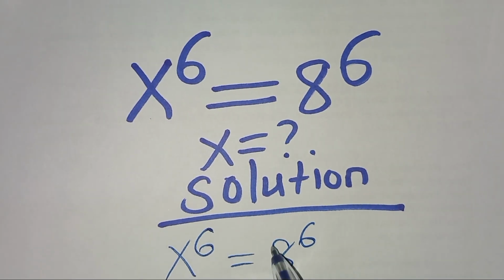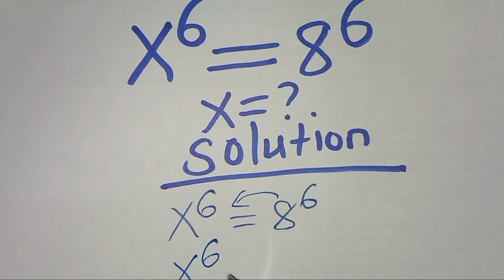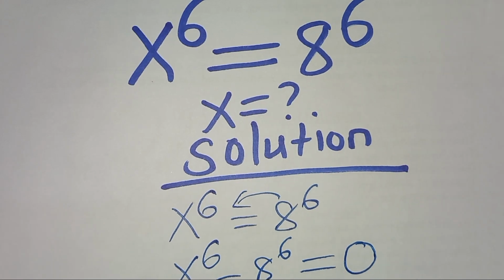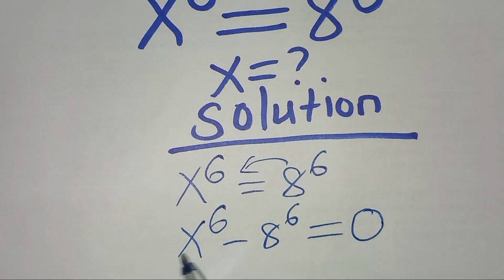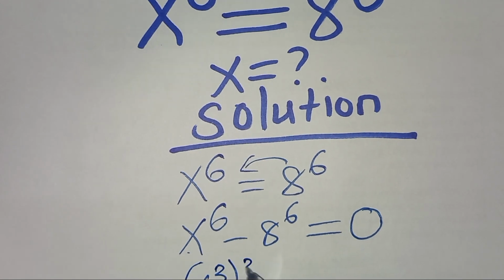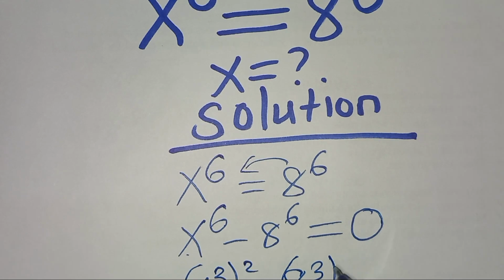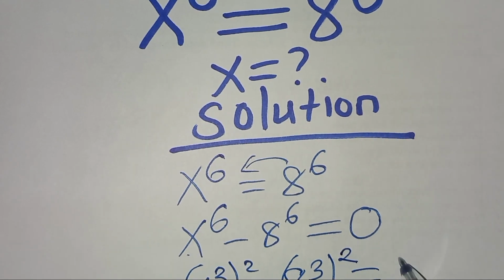So the first step, let's take 8 to the power 6 to the left-hand side, so that now you'll have x to the power 6, subtract 8 to the power 6, equal to 0. The next step here, we can express x to the power 6 as x to the power 3 squared, subtract 8 to the power 3, squared. This is equal to 0.